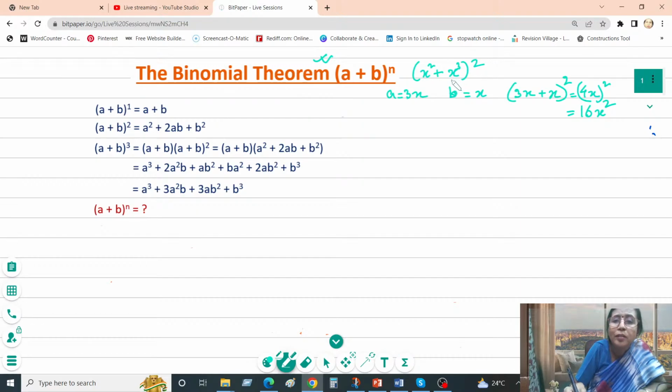So the problem arises when we have unlike terms. One may be a number, another may be a variable, or both may be variables, but they may be two different variables, or they may be the same variable raised to different powers. So they are unlike terms. Whenever we have two unlike terms, then we need this binomial theorem. Then the necessity of this binomial theorem arises. Only then.